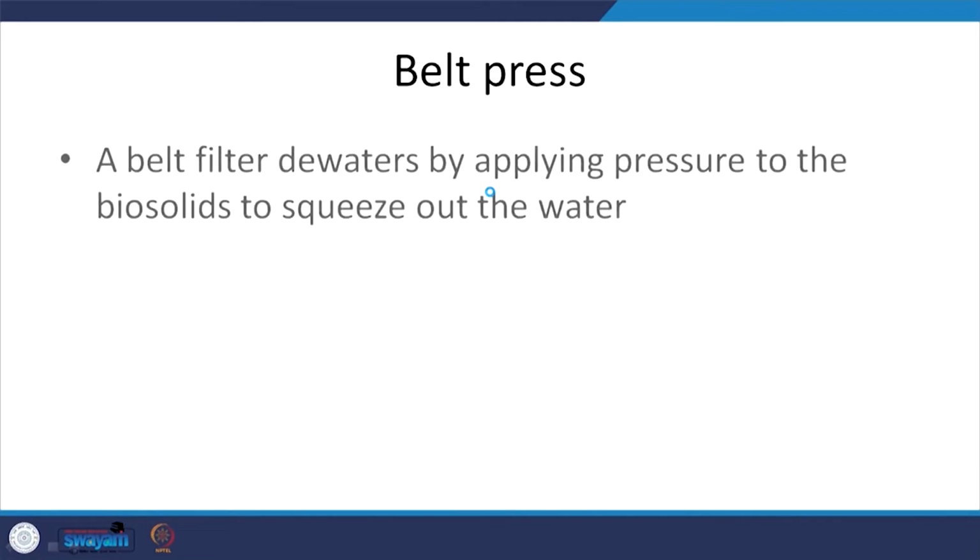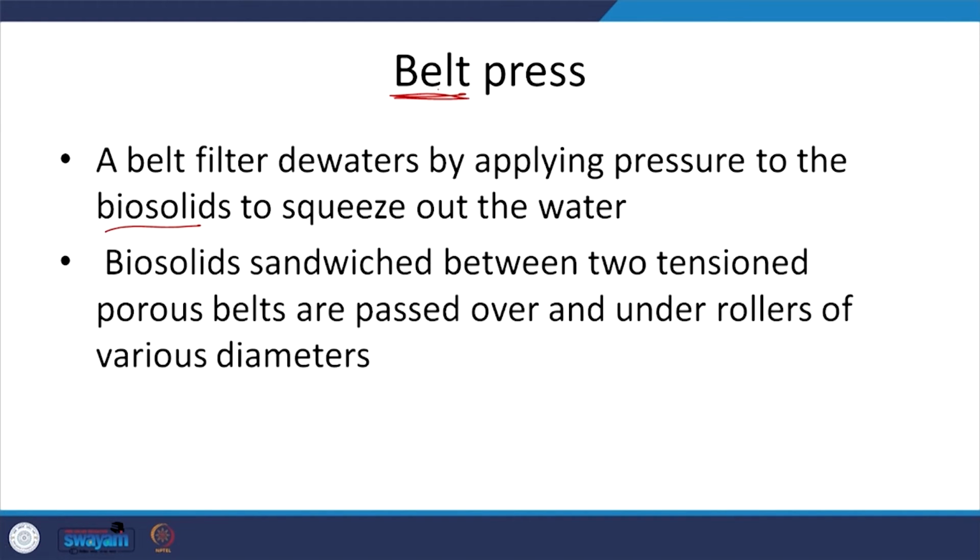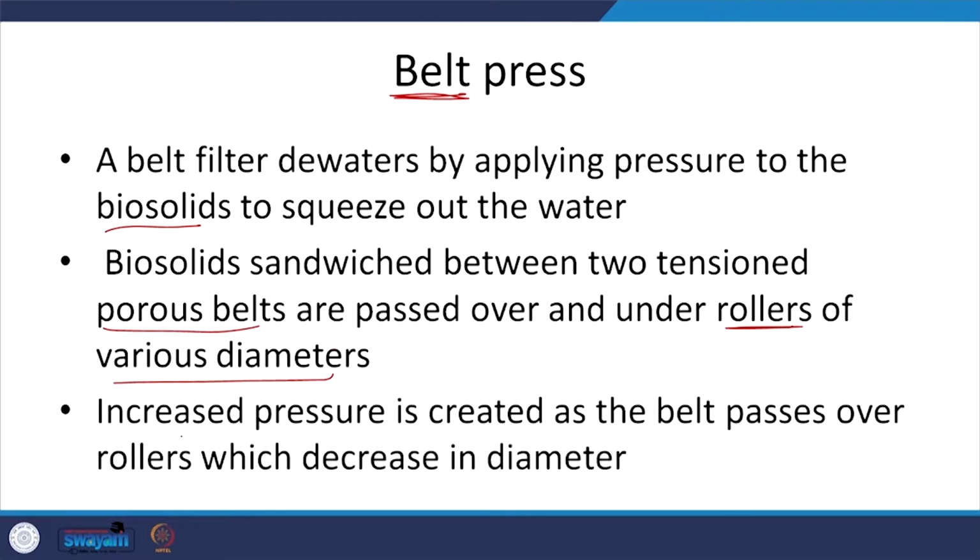Belt press, this is something similar to what we have seen in the video at the IIT Roorkee sewage treatment plant. We saw how sludge was being dewatered. To my knowledge, that was a belt press. A belt filter dewaters by applying pressure to the biosolids to squeeze out the water. But here the key aspect is you are going to have a relatively porous belt. Biosolids which are sandwiched between porous belts are passed over and under. As you saw, there were rollers of various diameters, typically decreasing in diameter. An increased pressure is created as the belt passes over rollers which decrease in diameter as we go along.